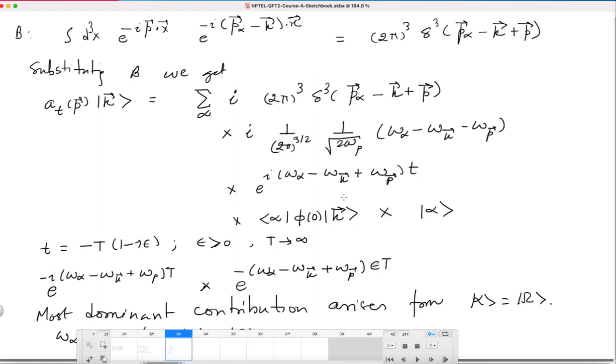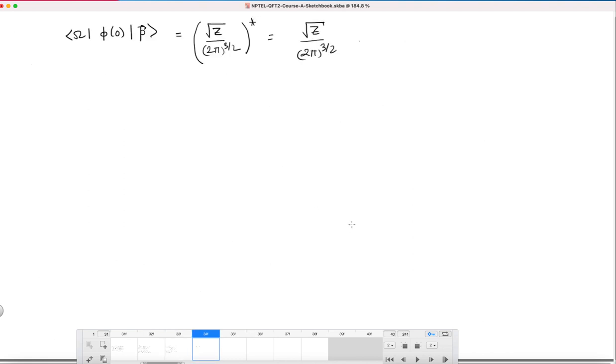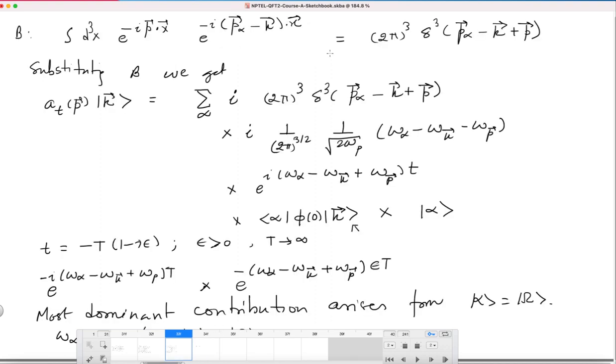Another thing: this factor gives you a factor of 1 over 2 pi to the 3 halves, and then you have 1 over 2 pi to the 3 halves coming from here. These two together will make 1 over 2 pi cube, and that will cancel this 2 pi cube. So there will be no factors of 2 pi cube. This i times i will give you minus 1, since i squared is minus 1. But then you have a minus sign coming from here, because this is minus 2 omega p. So that minus sign gets cancelled. So there is no minus sign and no factor of 2 pi cube.